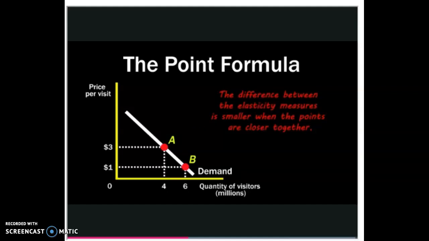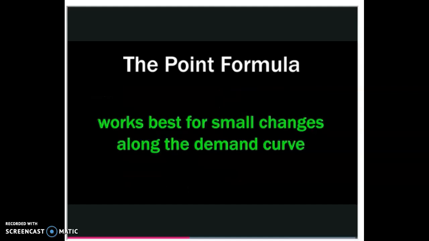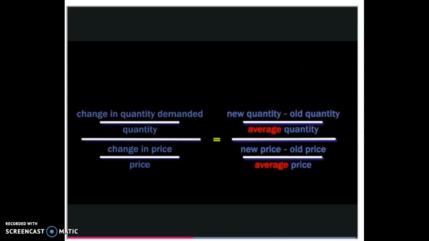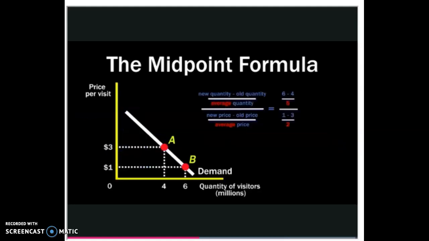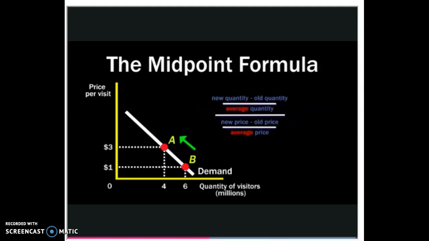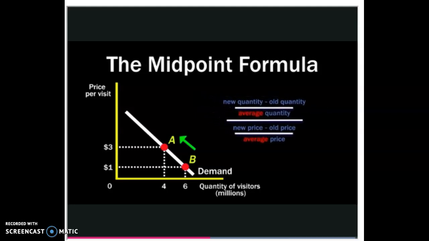The difference between the elasticity measures found by going in different directions along the demand curve is smaller when the 2 points are closer together, so this formula is great for looking at tiny changes along the demand curve. The second approach is to calculate the quantity and price as the averages of the old and new quantities and prices. This is called the midpoint formula. The average quantity in our story is 5, and the average price is 2, so the elasticity between these points is 2/5, whichever direction you're going in. For that reason, this formula is popular for examining large changes along the demand curve.